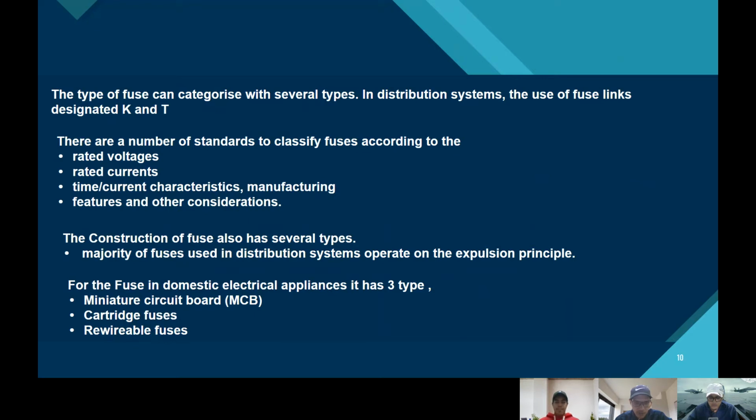So the construction of fuse also has several types, as the majority of fuse used in this distribution system operate on the expulsion principle. For the fuse in domestic electrical appliance, it has three types. There is a miniature circuit breaker, MCB, cartridge fuse, and rewirable fuse. So these fuses have the same function. Thank you.